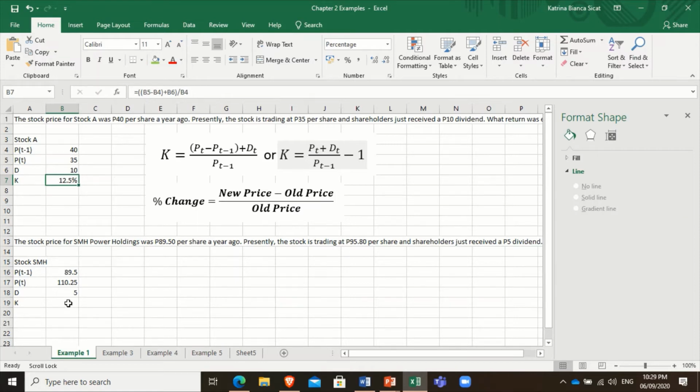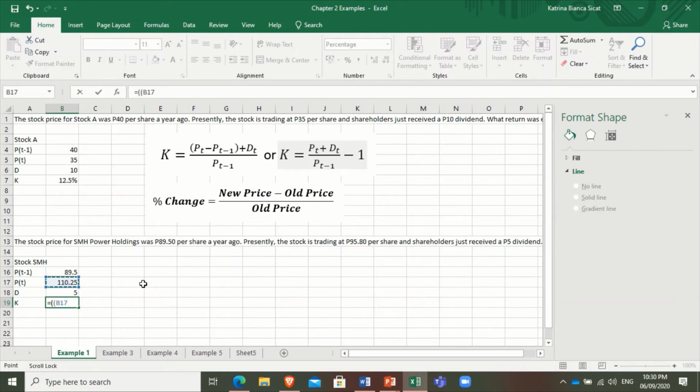So, here's another problem. The previous price was 89.5 and the new price is 110.25 and the dividend is 5. So, we know that the new price, which is 110.25 minus 89.5 plus your dividend, close parenthesis, divided by the old price, which is 89.5, and enter. You will get 28.8% or close to 29%. So that's how you compute for the holding period return.